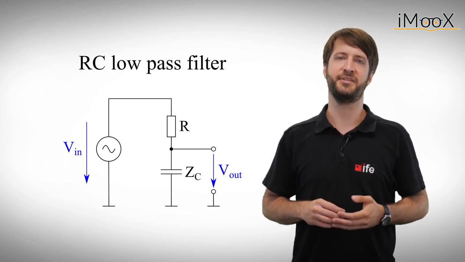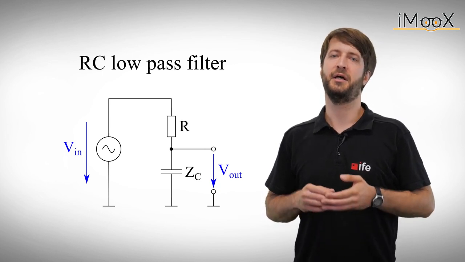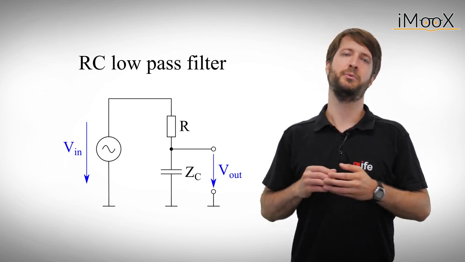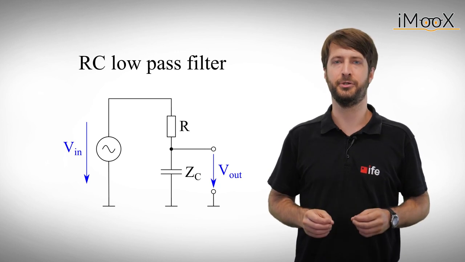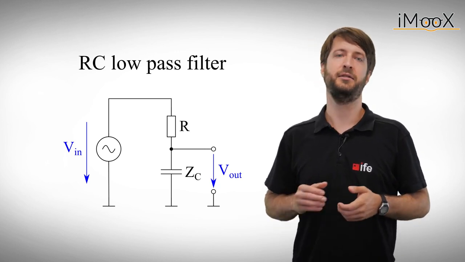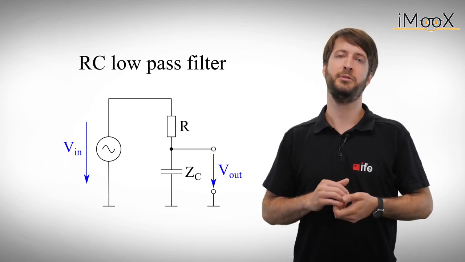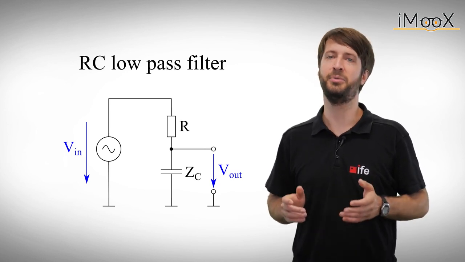In summary, we can say that on the one hand, a high frequency input voltage will cause the output voltage to drop to 0, while on the other hand, any low frequency input voltage will be passed to the output. A low-pass filter is born.